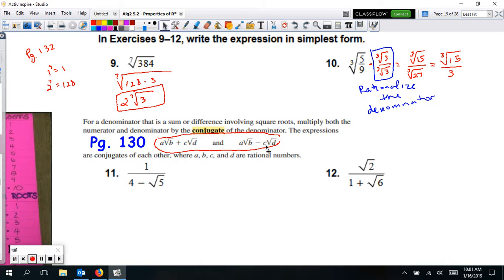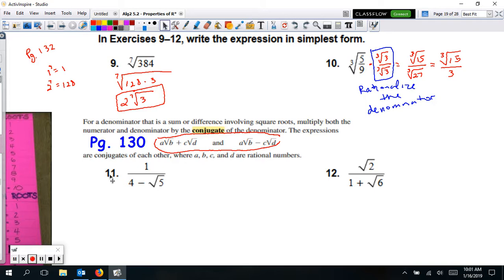It's just the opposite. We talked about conjugates back when we were doing complex numbers as well. But this is a conjugate here. It just goes back and forth. The conjugate of this is this one. The conjugate of this is this one. So we're going to use that to help us rationalize these denominators.